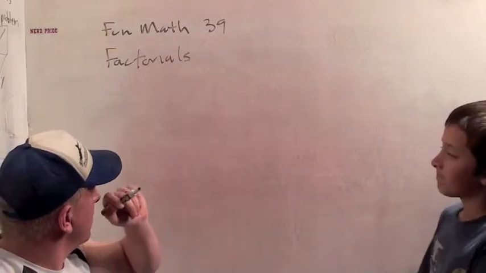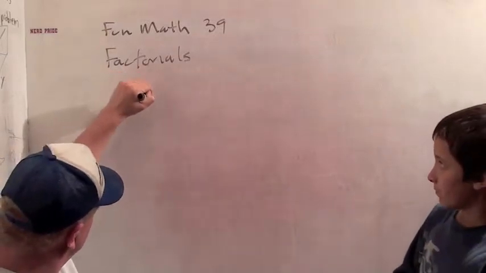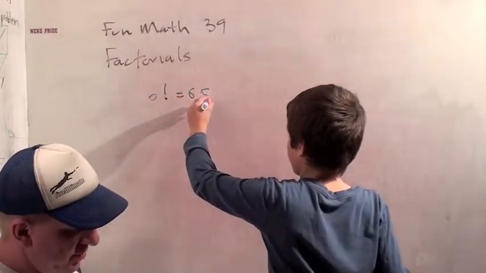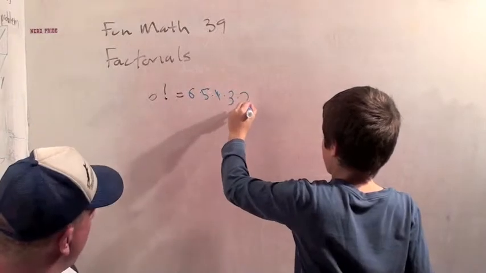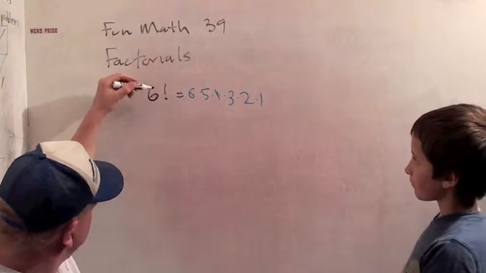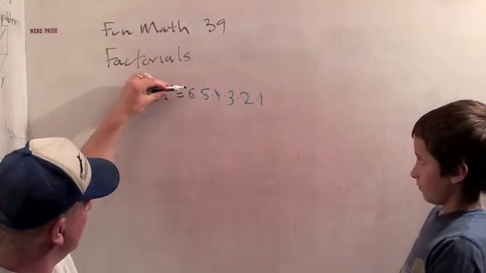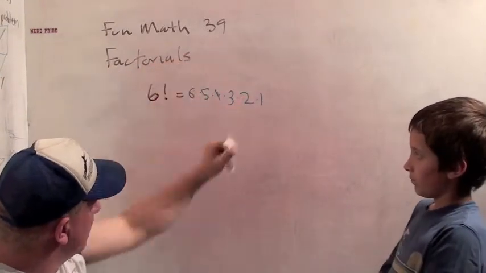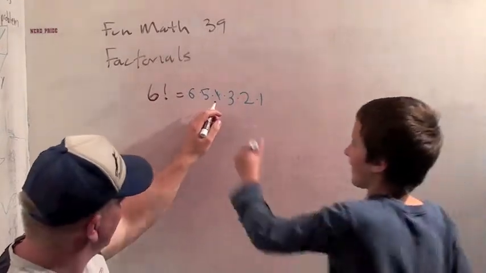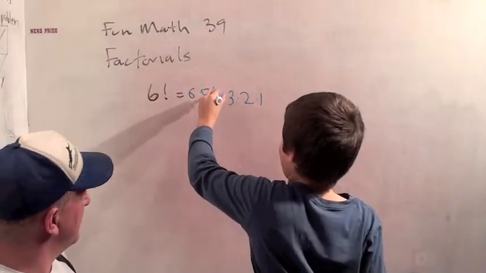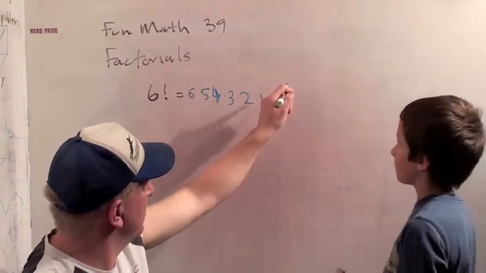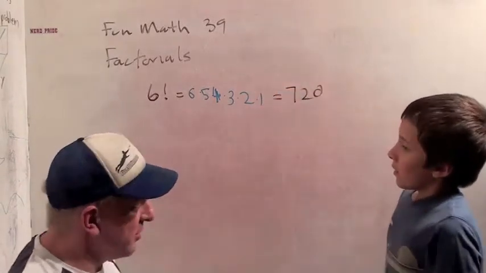Today we were learning about factorials. Can you tell me what 6 factorial means? It means 6 times 5 times 4 times 3 times 2 times 1. That's right. When we talk about factorial for an integer, we take the integer and multiply all the numbers down to 1. So 6 factorial is 6 times 5 times 4, not 6 times 5 times chicken, times 3 times 2 times 1. Do you remember what 6 factorial is? 720. Good job.